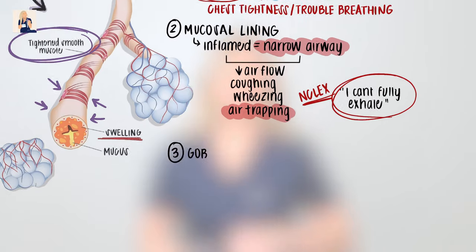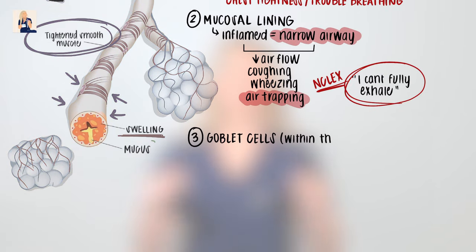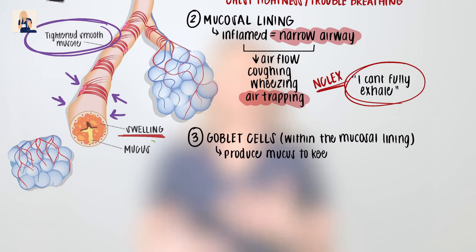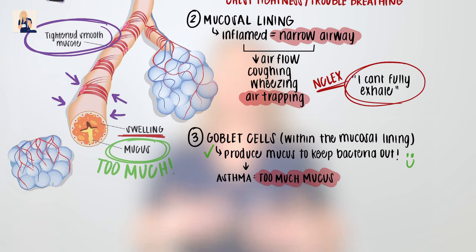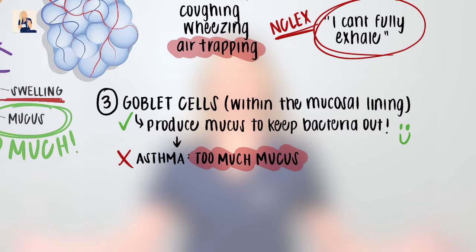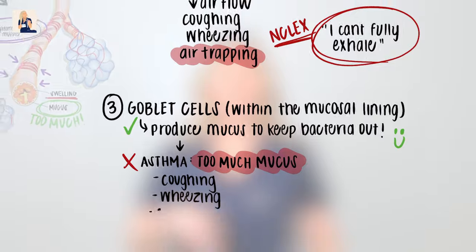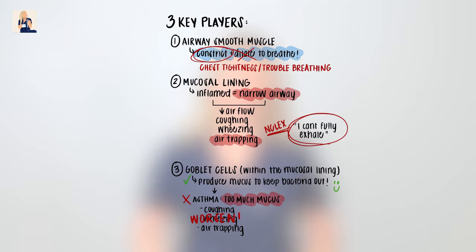And our third key player are the goblet cells that are found within this mucosal lining. Goblet cells produce mucus, which typically helps trap irritants and bacteria when we breathe in and prevents them from further entering into our respiratory system. Now, during an asthma attack, goblet cells create too much mucus, and I'm sure you can guess with excessive mucus, our coughing, wheezing, and air trapping is only going to get worse.